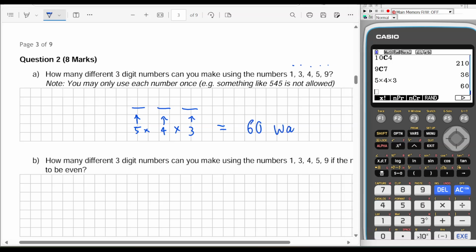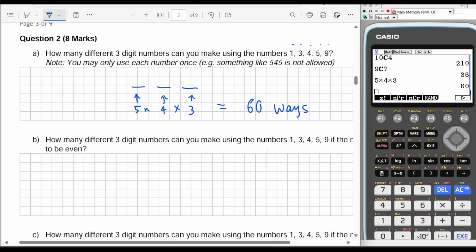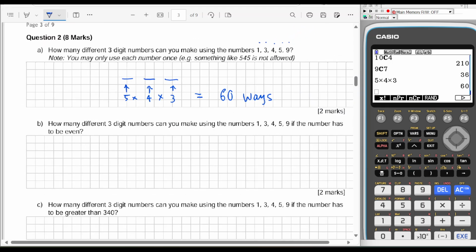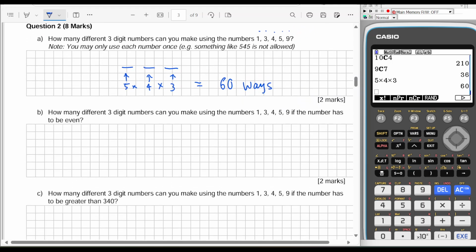So 60 ways. If you have time in the test, you could actually list out all 60 just to make sure you got that right. It'll take you ages, so I'd wait till the end to do it.